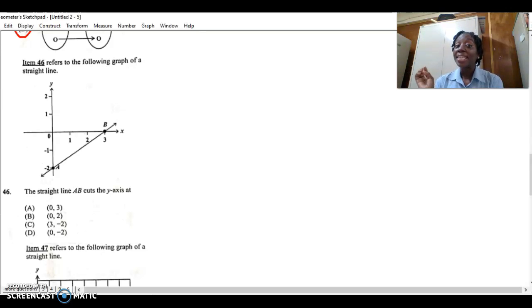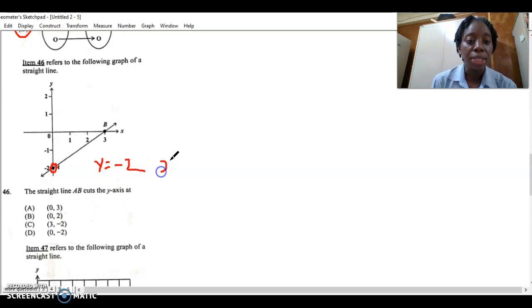We are now at item 46. Item 46 refers to the following graph of a straight line. The straight line AB cuts the y-axis at... so definitely now we need to find out where this straight line crosses the y-axis. So this is the y-axis. Now the straight line would cross at this point. At this point, the y value is -2 and the x value is equal to 0. Okay, so our coordinates would be (0, -2), thus our answer is simply D.